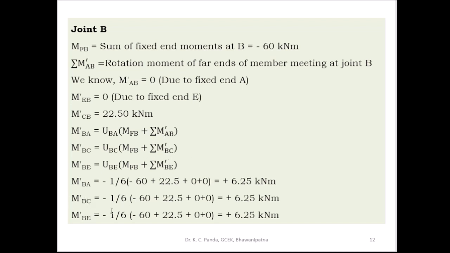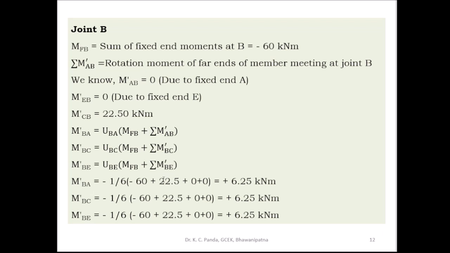So here m dash BC is equal to minus 1 by 6. So this is the fixed end moment and this is the far end rotation moment. You got the far end rotation moment m dash CB is equal to 22.50, and at the other fixed end the rotation moment take 0. So 22.5 plus 0 plus 0, this is equal to plus 6.25 kilonewton meter.